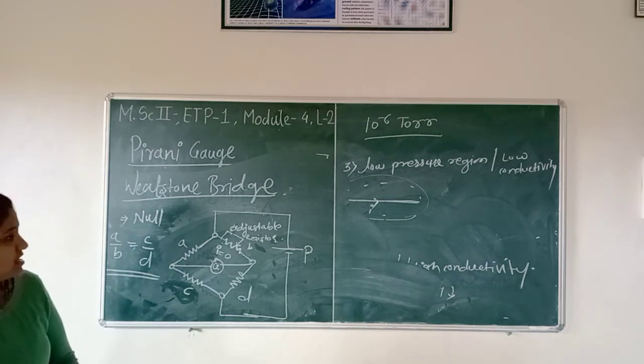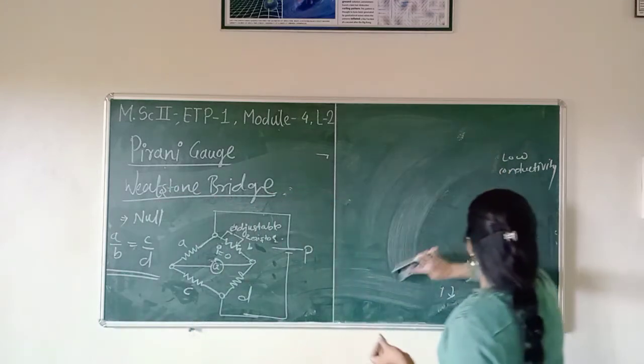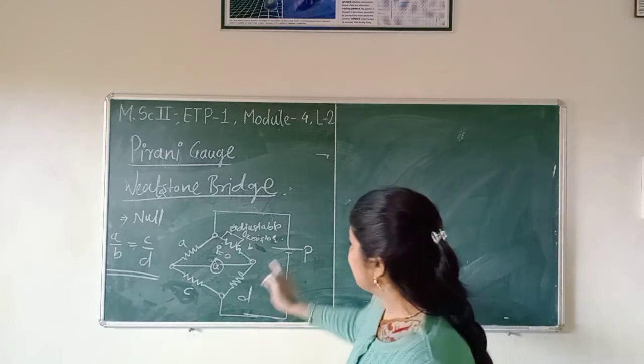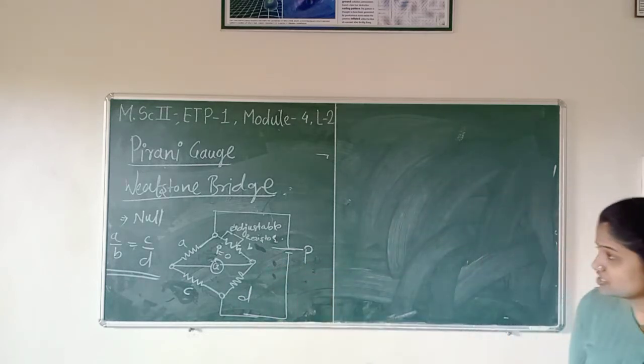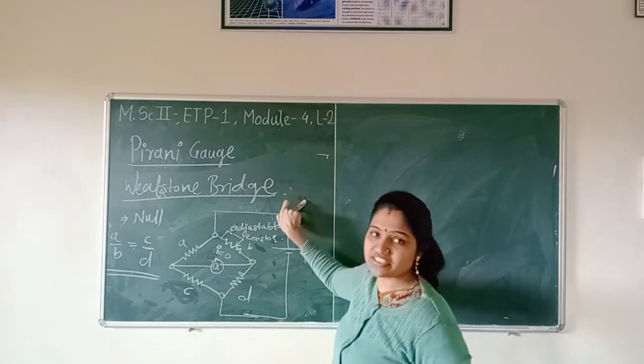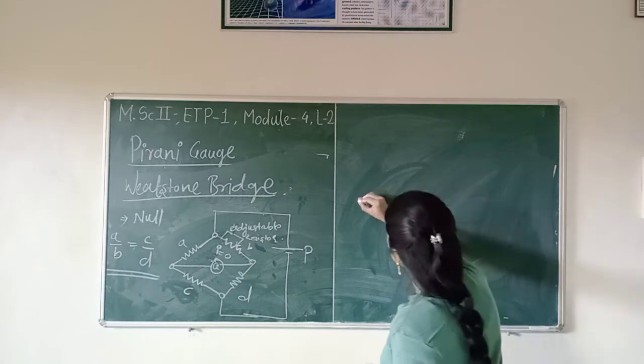Understand? Okay. Now see here. Okay, that is our Wheatstone bridge. Now, the Pirani gauge also works on a similar principle to that of the Wheatstone bridge. Means what is actually happening? See here.